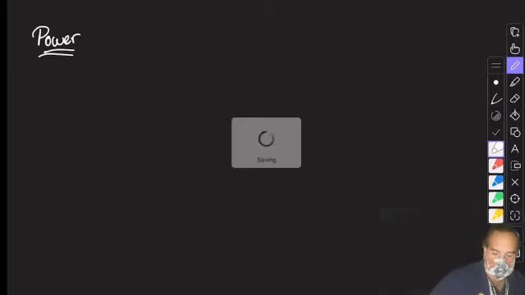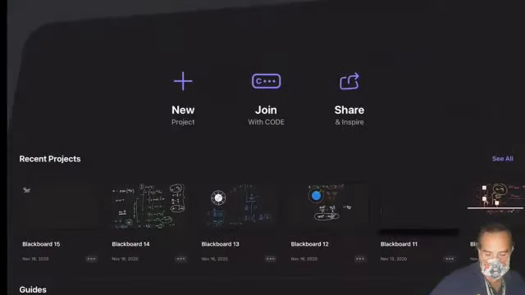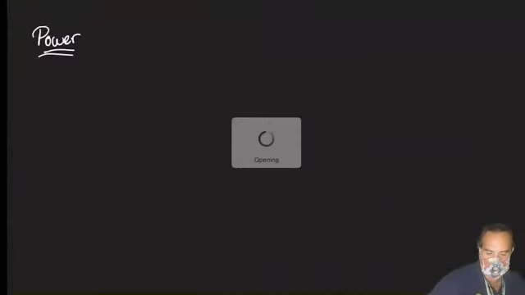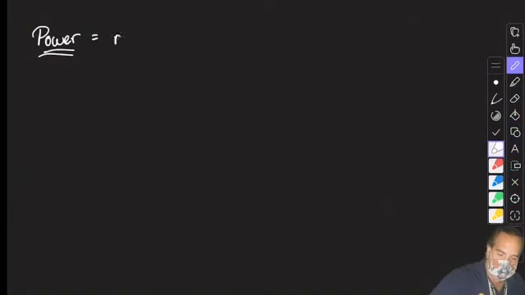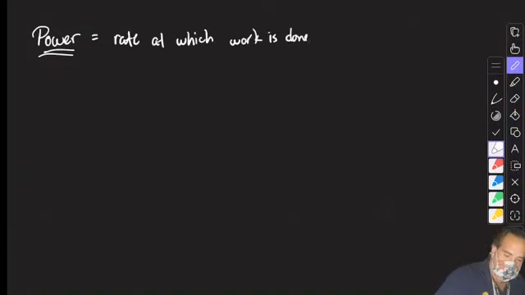But power is the rate, oops, you should expect better. Power is the rate at which work is done. It's got one of those special words in it, rate. You could also state that it's the rate at which energy is consumed.